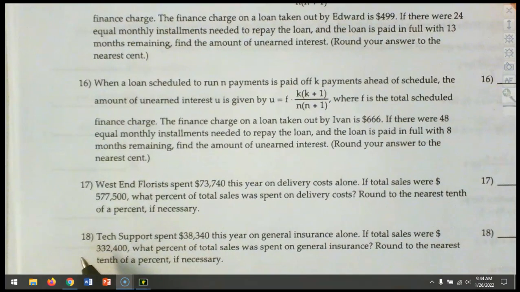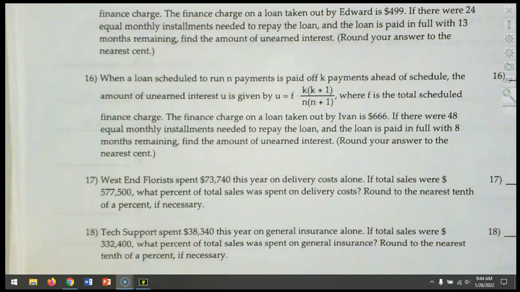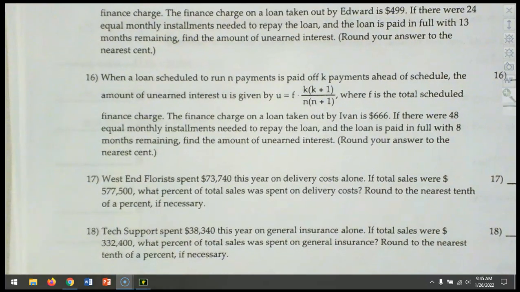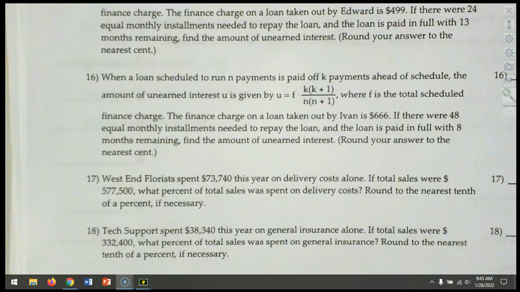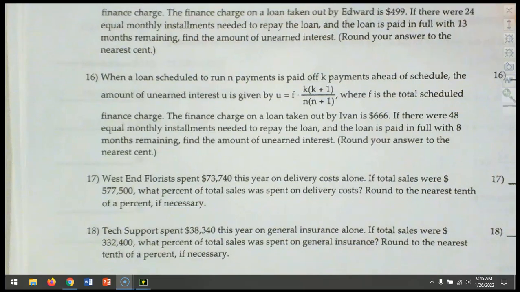Now, when we talk about percents, that's two places. We want tenths, so we're actually going to take it out 3. That way, when we rewrite it as a percentage, it's tenth of a percent. So we want 3 places, 2 for the percent, 1 more for the tenth.